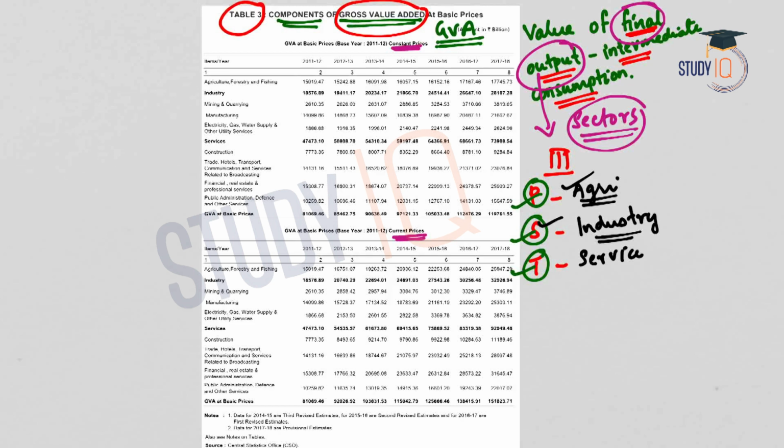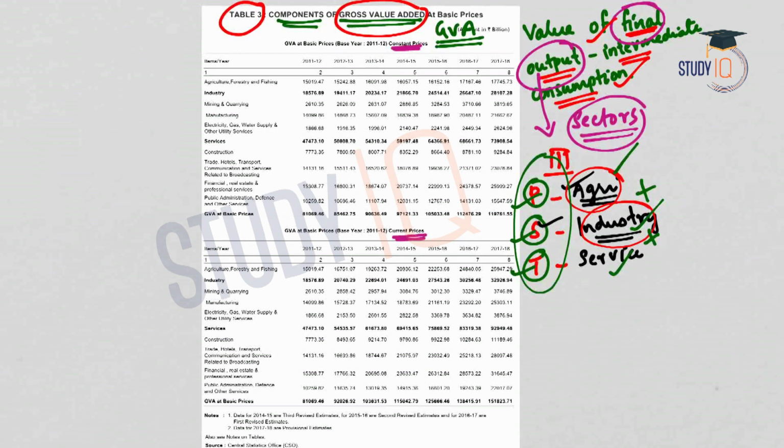So we will be analyzing 3 sectors differently in order to get the GVA. GVA is final output minus intermediate consumption. So the general GVA of the economy is the final output of the agricultural sector minus intermediate consumption, plus the final output of the industrial sector minus intermediate consumption, and the final output of the service sector minus intermediate consumption. The addition of all this will give you the total GVA of the economy.